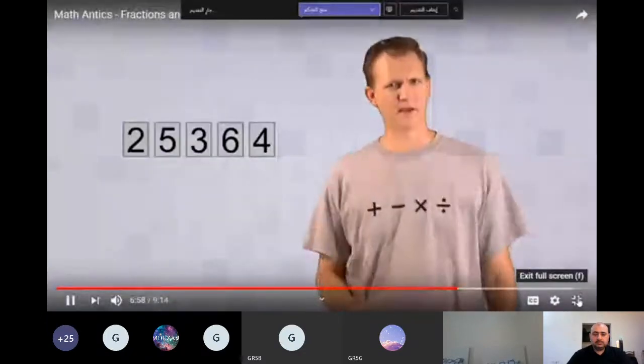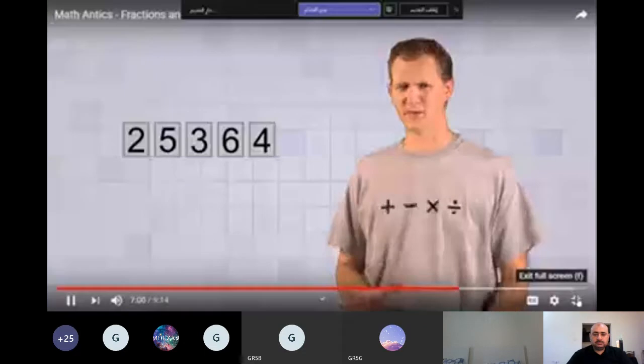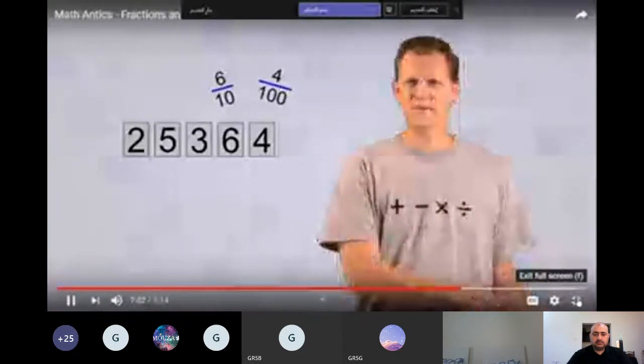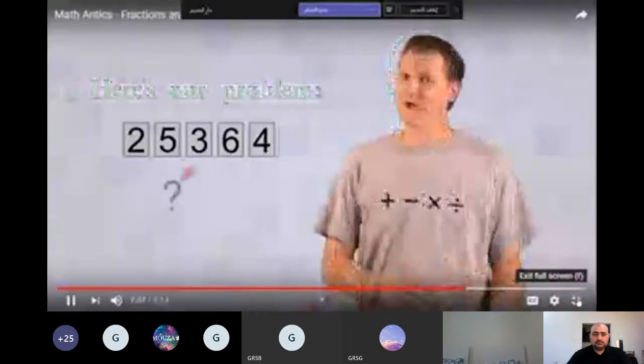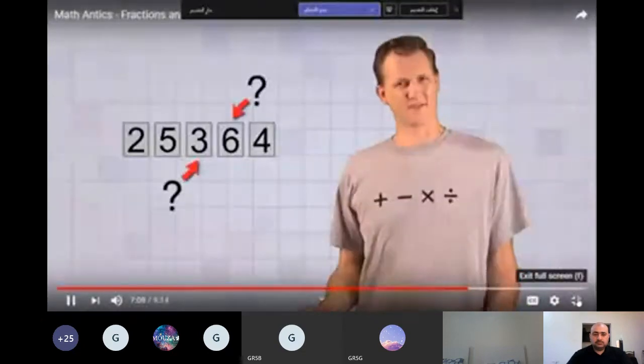This number looks like 25,364, but we only added tiny little fractions to our 253. It can't be that big. Here's our problem. We can't tell which number place is which because they all look the same.